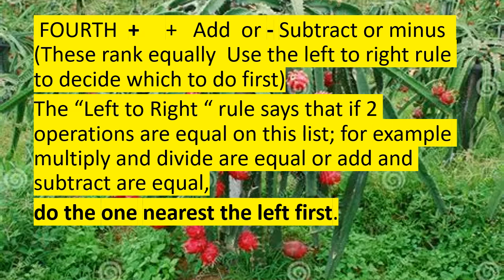So what is the left to right rule? It says that if two operations are equal on this list, so multiply and divide are equal, or add and subtract are equal, do the one nearest to the left of the equation first.